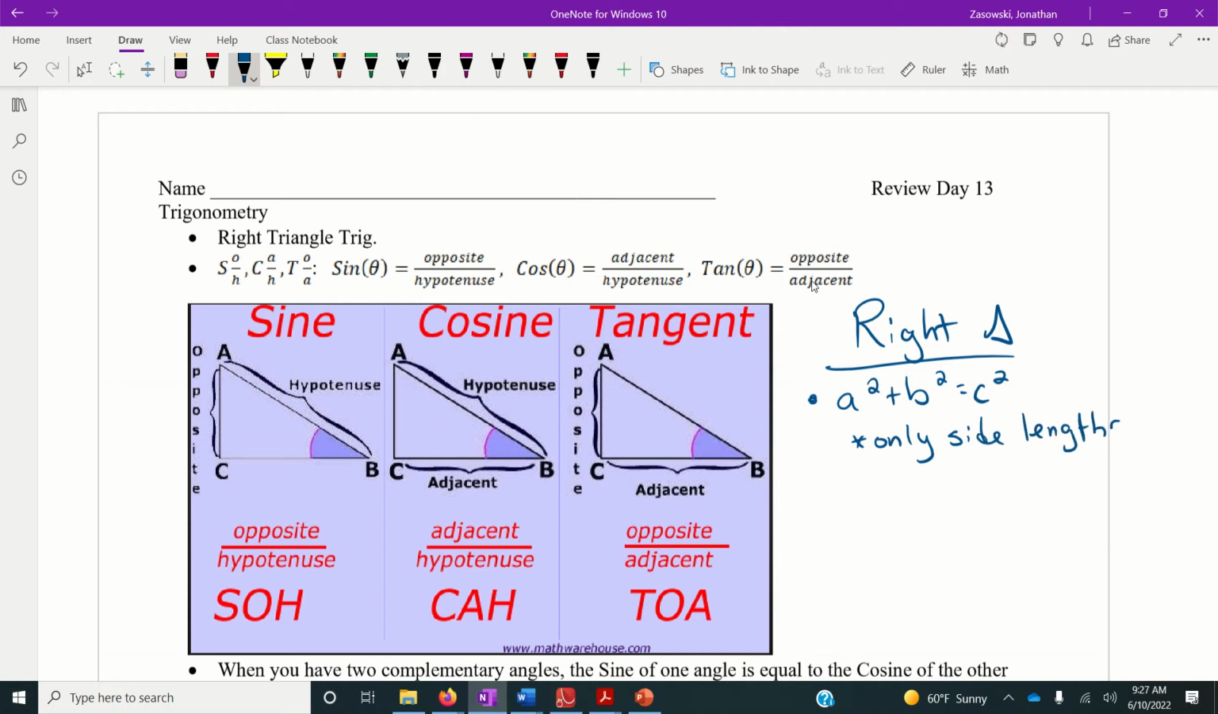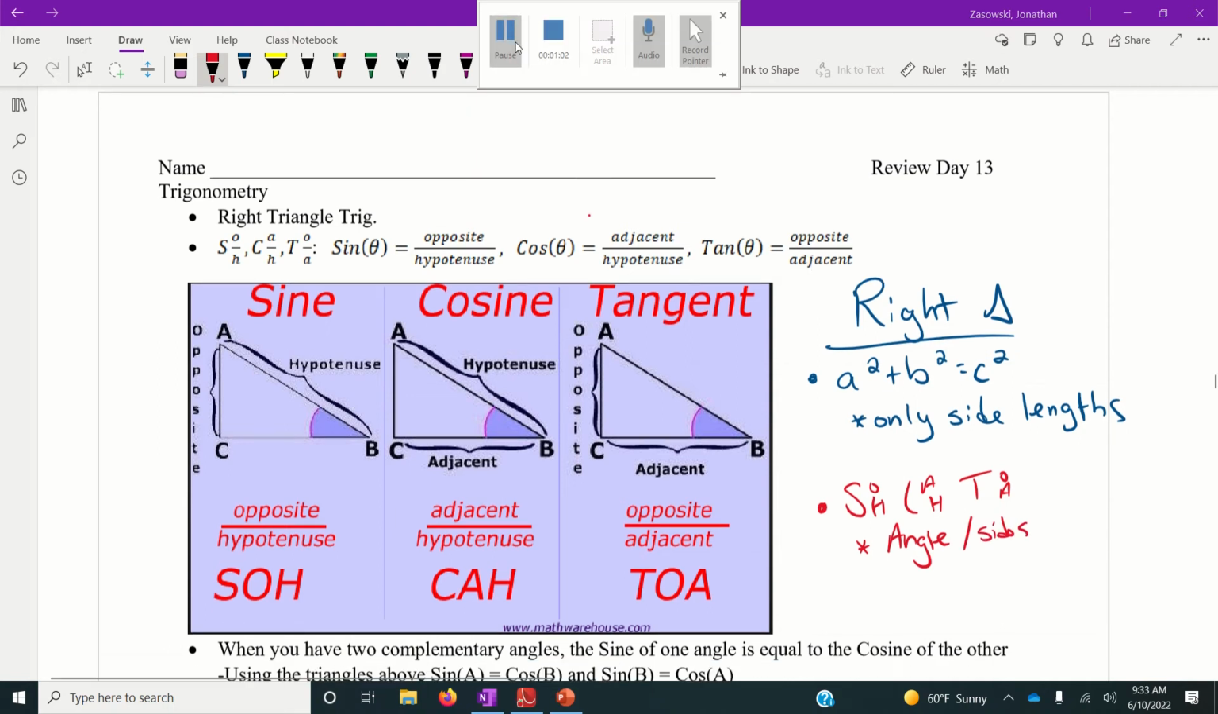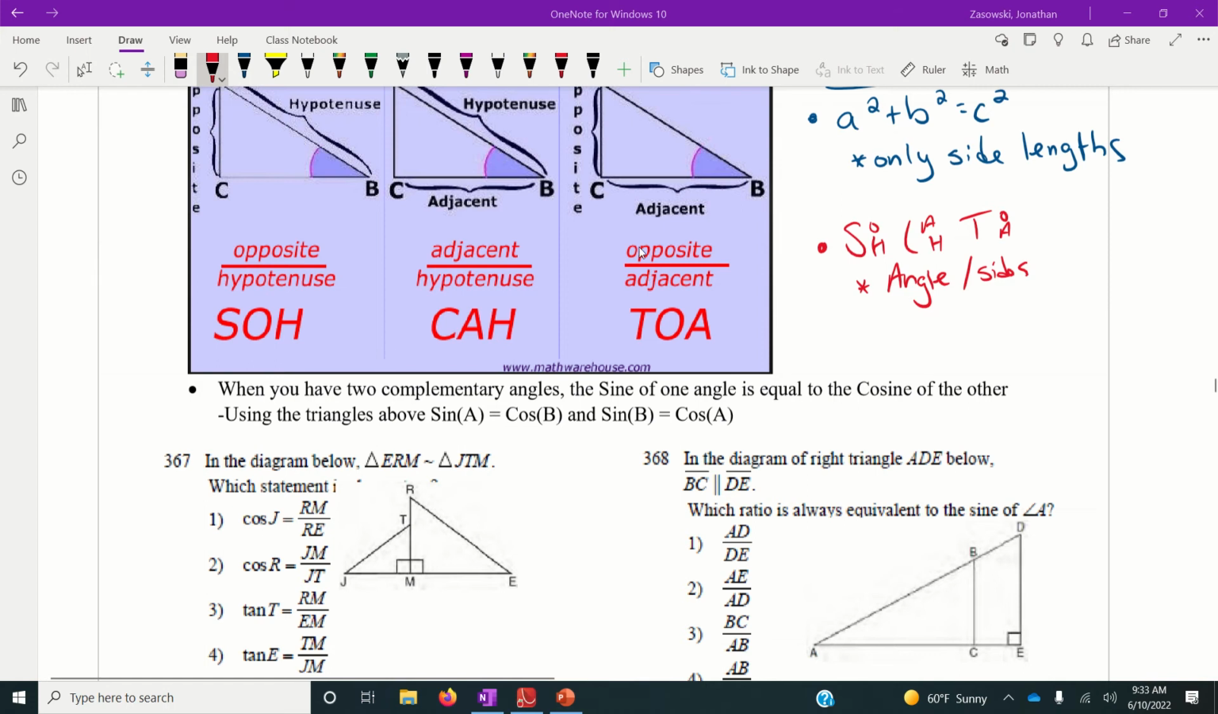So as soon as we involve an angle, then we have to switch over to SOHCAHTOA, when there's an angle involved. Okay, so let's take a look at a few questions.